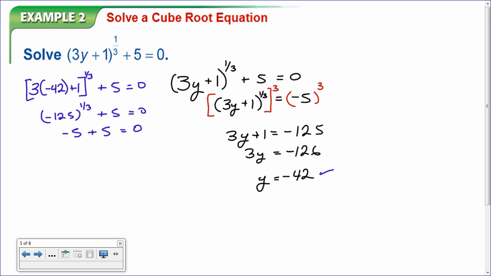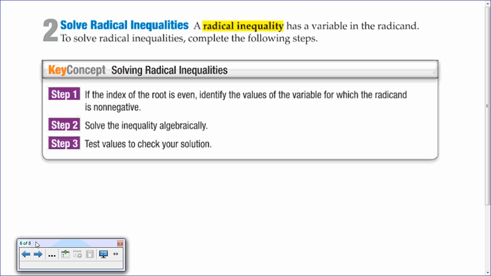Okay, that's it for equations. Let's take a look at inequalities. Now, one important part of the inequalities. If the index of the root is even, we need to identify the values of the variable for which the radicand is non-negative. In other words, we're going to make sure that whatever's inside the radical of an even index radical is not negative, so we don't want to go imaginary in this thing. Then we'll solve it just like we did before.